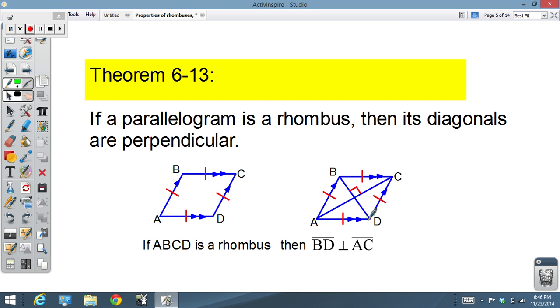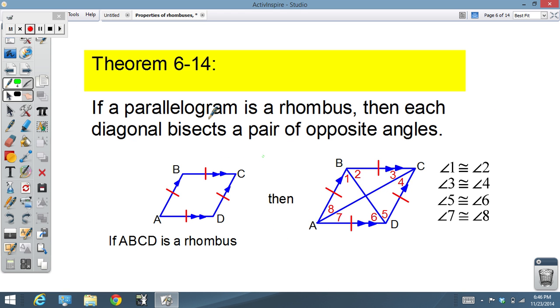Okay, so what do we know? Theorem 6.13. If we have a rhombus, so you'll see we got it marked here with parallelogram and congruent sides, then its diagonals must be perpendicular. Good. If it's a rhombus, diagonals are perpendicular. Fair enough? Let's go.